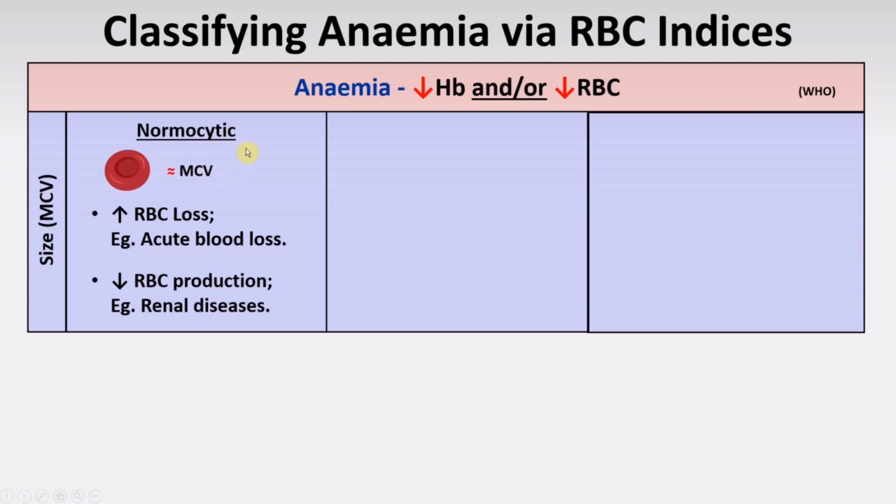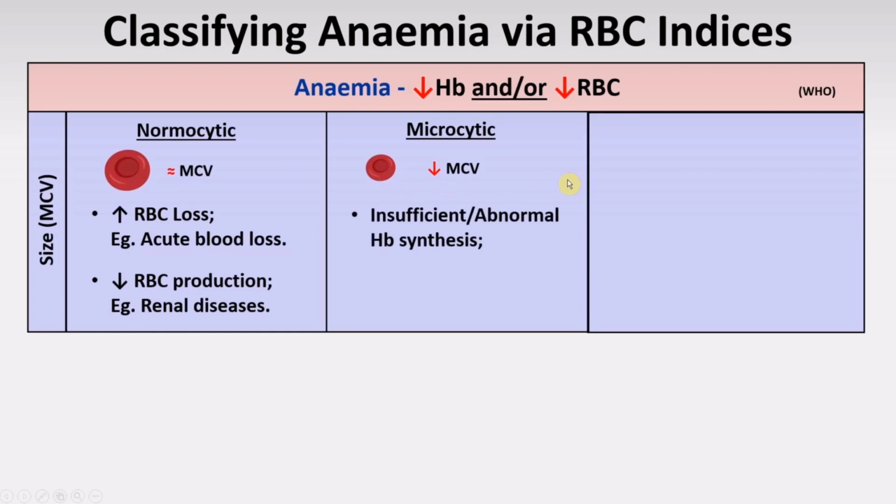Now, other than normocytic anemia, we can actually have instances when MCV is low, and that's when we have microcytic anemia. The red blood cells appear small, and this is an indication that there's insufficient or abnormal production of hemoglobin. So what this means is that during the process of erythropoiesis, the red blood cells are not sufficiently filled with hemoglobin, and they can't achieve the size that we expect them to be.